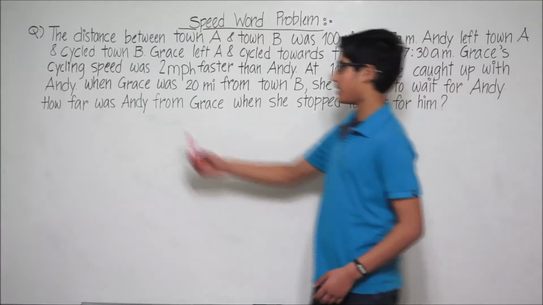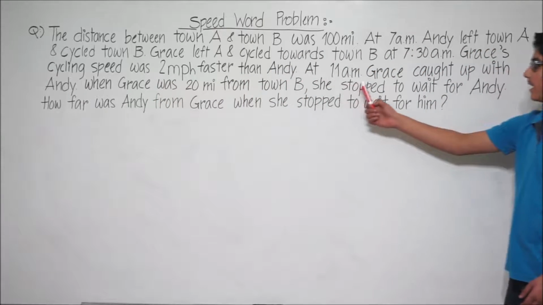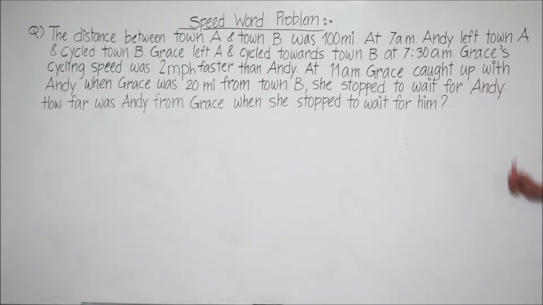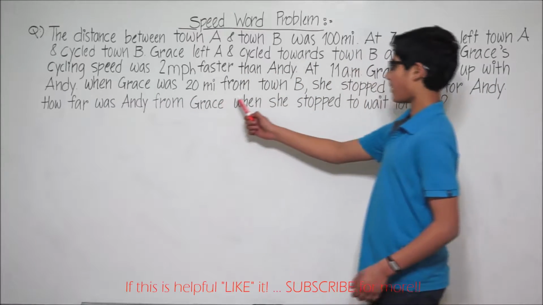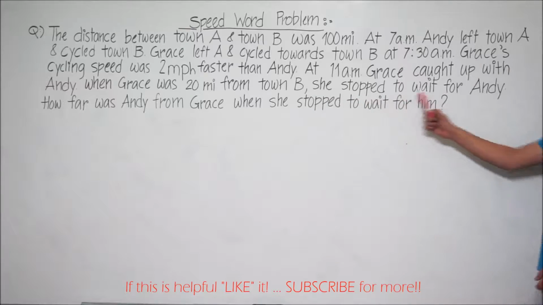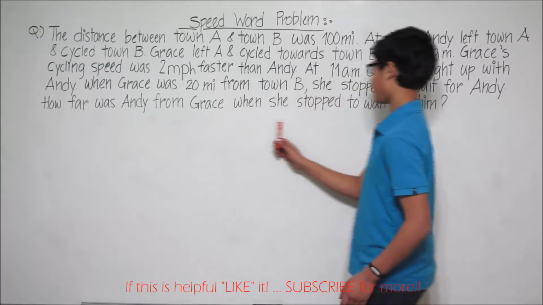Grace's cycling speed was 2 miles per hour faster than Andy's. At 11 a.m., Grace caught up with Andy. When Grace was 20 miles from town B, she stopped to wait for Andy. How far was Andy from Grace when she stopped to wait for him?